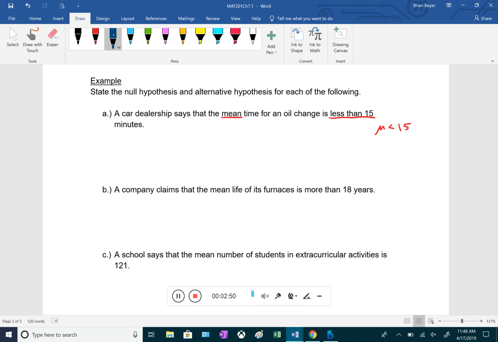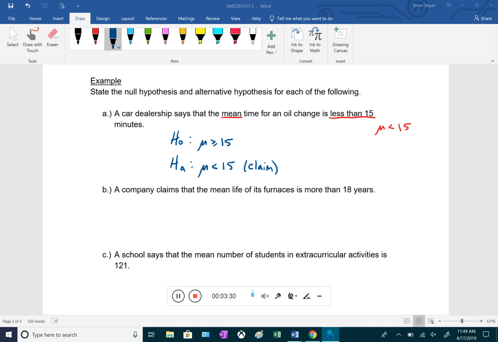When we're setting up the null and the alternative here, we have to think which one of these is mu less than 15. That one has to be the alternative because there's no equality there. If that's the alternative, then the null has to be mu greater than or equal to 15. So it's the exact opposite, or the complement, of the alternative. Also, just label the claim. The claim was the alternative.